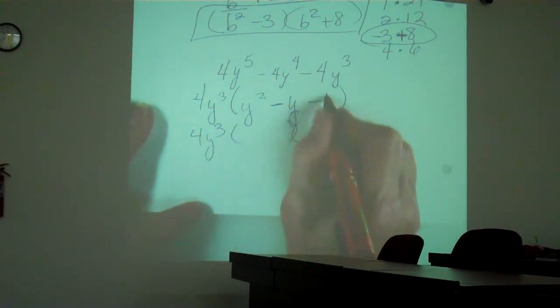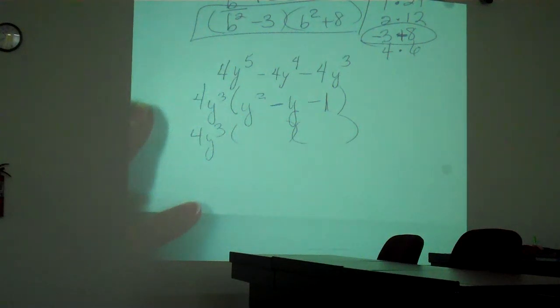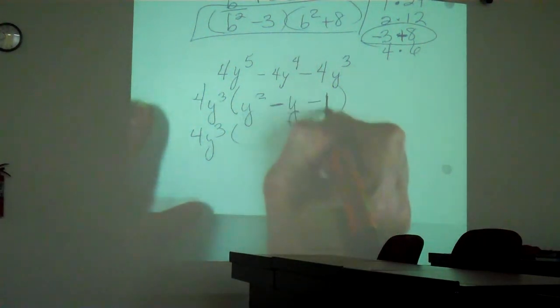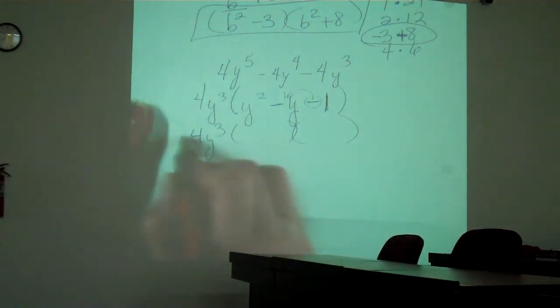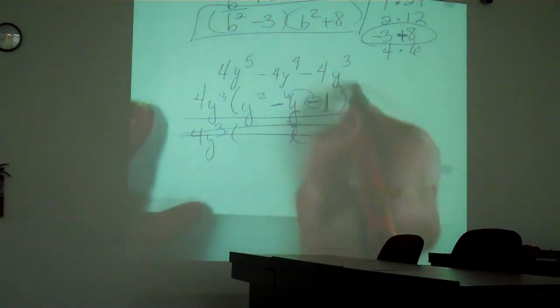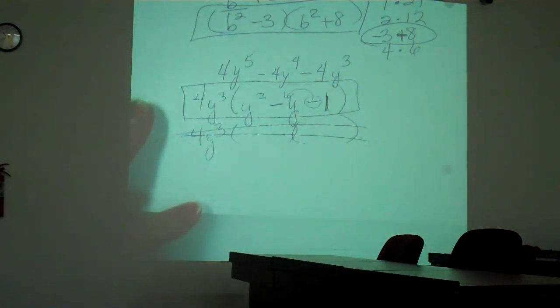The only way to get 1 is 1 times 1, right? Oh, that's not going to factor then, because you can't do 1 minus 1 to get the middle term. So that one you're as far as you can go. But always check it to make sure and see if it will factor or not.